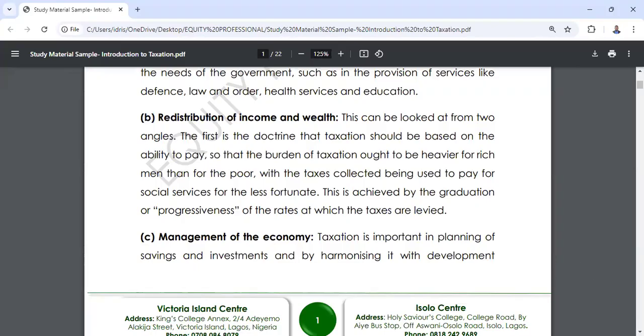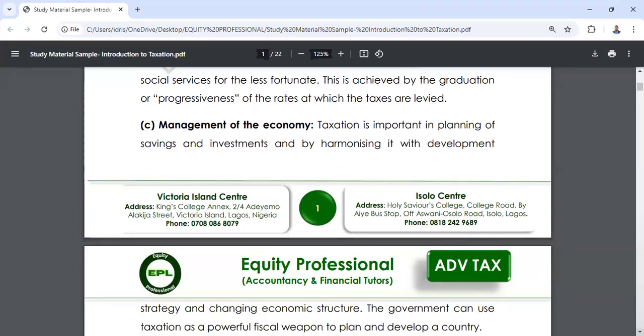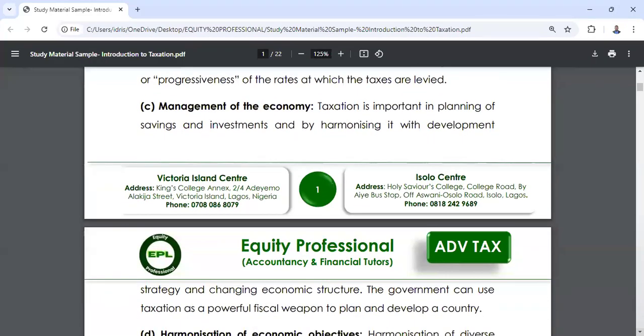Another objective of taxation: management of economy. Government collects tax to ensure that there is proper management of the economy, to pay government debt, and to regulate the economy. We have a stable economy policy. So all these are the reasons why government collects tax.